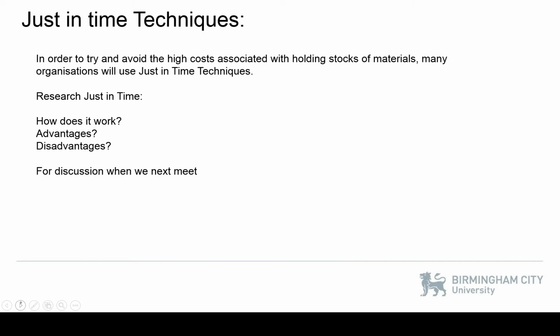Just-in-time is a method of controlling stocks to try and avoid holding high stocks of material. What I'd like you to do is just do a bit of research into just-in-time, how it works, what the advantages are and what the disadvantages are. And then we'll have a discussion about this when we next meet, and we can do a comparison with the just-in-time method to the normal method of holding stock levels.